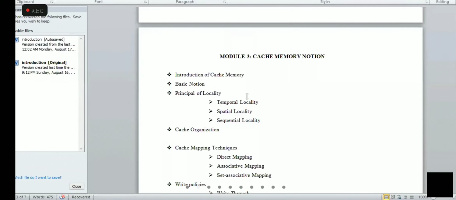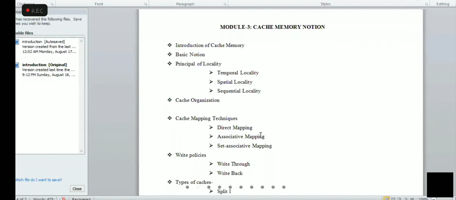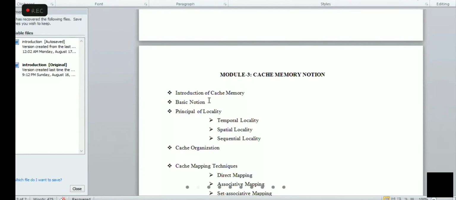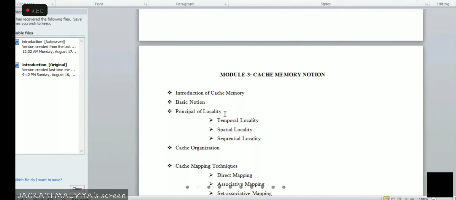And now the next module is module 3, cache memory. You know about cache memory and virtual memory, so this is also related. Introduction to cache memory, basic notation, basic terms and definitions related to cache memory. Now, the principle of locality: basically three types. The first one is temporal locality, spatial locality, and the third one is sequential locality.